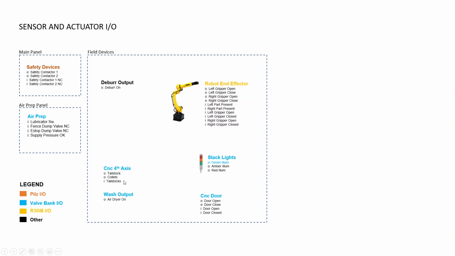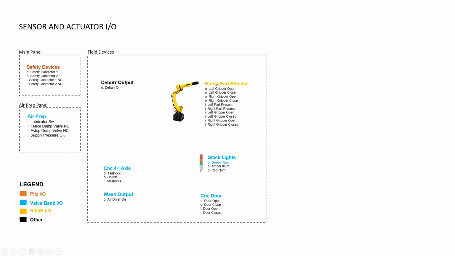The CNC fourth axis controls are controlled by the valve bank IO. You have two tailstock outputs. You have two collet outputs, and then we have actually four tailstock inputs to detect the clamped and unclamped states for the tailstock. Got a washer output. It's basically two outputs for the air dryers, stack lights, and the CNC door and its associated inputs.